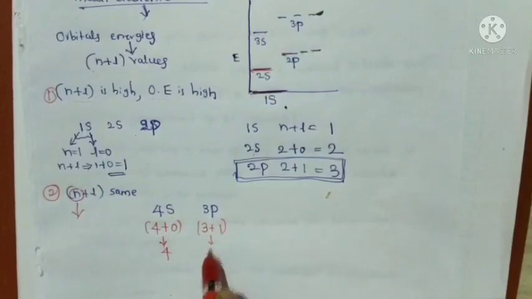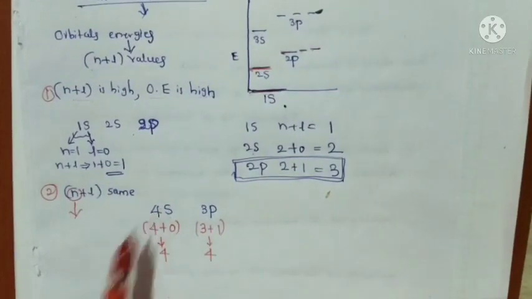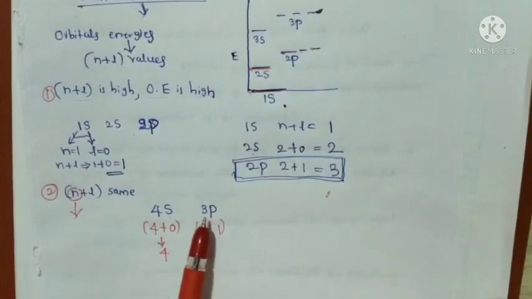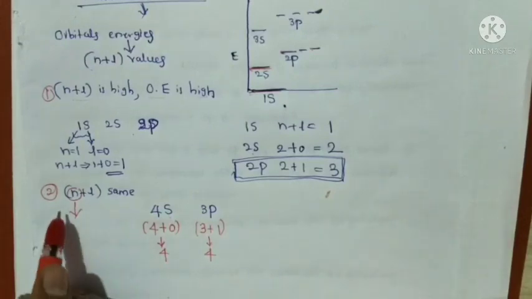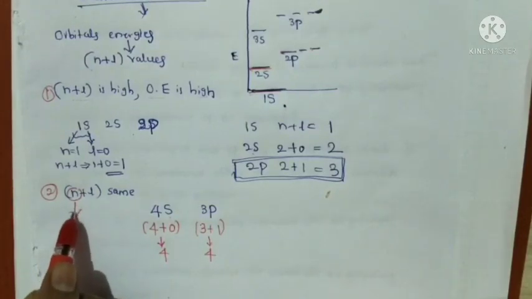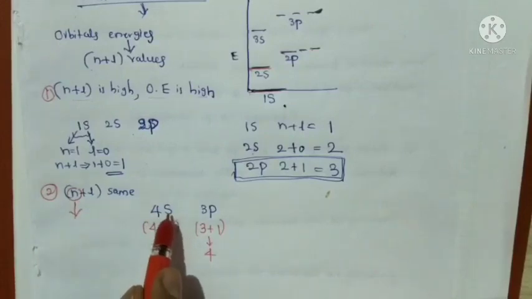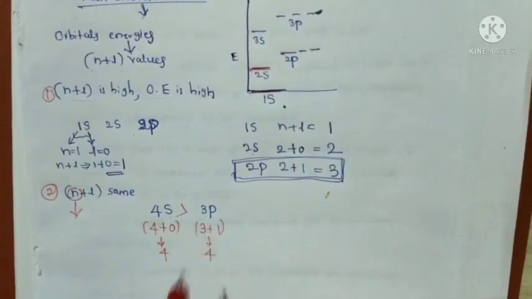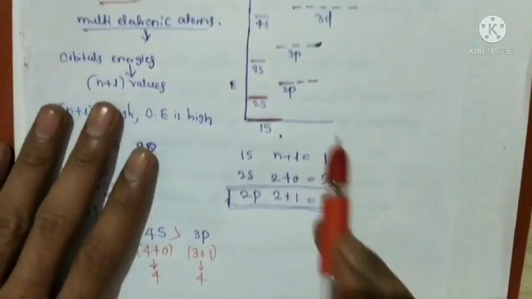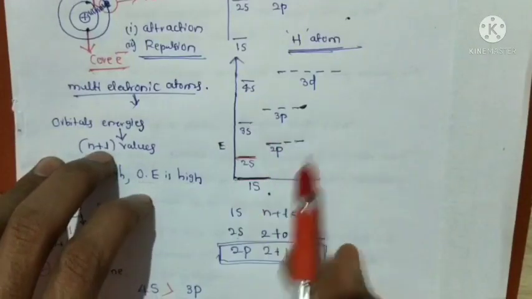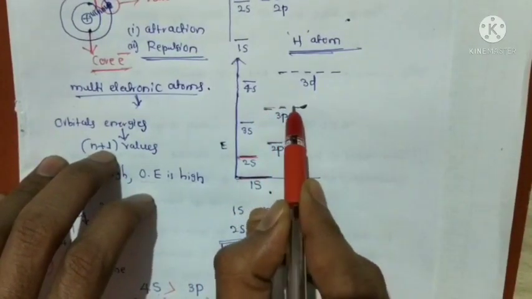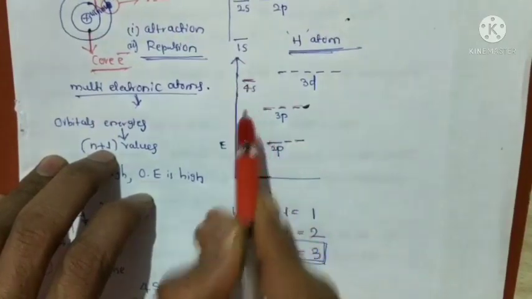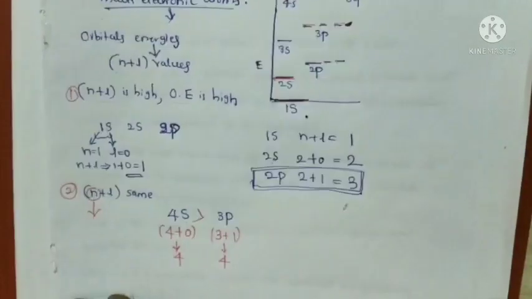So the 4s orbital and the 3p orbital have the same n plus L value. In these situations, we consider only the higher principal quantum number. The orbital having the higher principal quantum number has the higher energy. That's why the 4s orbital has higher energy compared with the 3p orbitals. We already know this from the diagram. So this second point is very important.